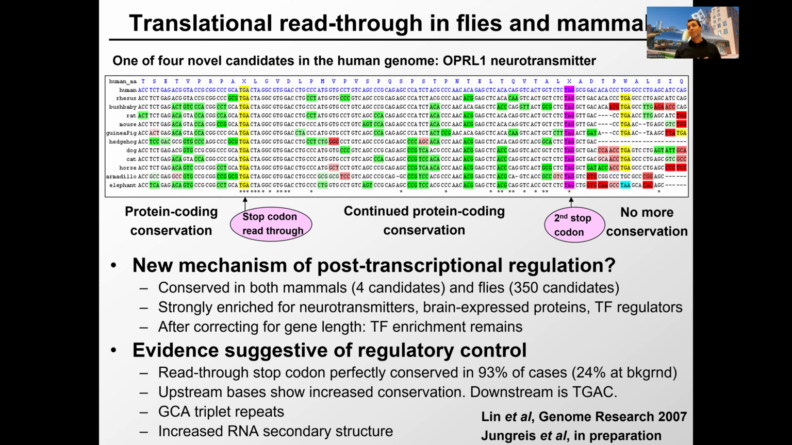And the guy says, I saw the stop sign, officer. It's you I did not see. So in this particular case, it just runs straight past the stop sign. And what we found is that this is not just one case. There's 300 genes in the Drosophila genome that show continued protein coding conservation past the stop codon. And we uncovered a whole new mechanism of post-transcriptional regulation that allows you to express all of these proteins by suppressing the stop codon here and just reading straight past it.